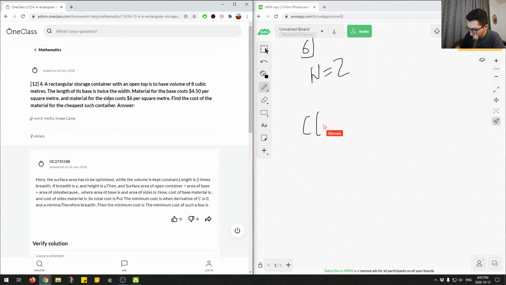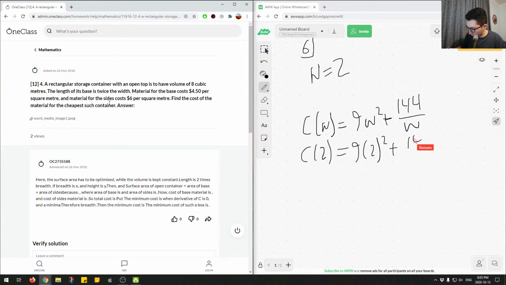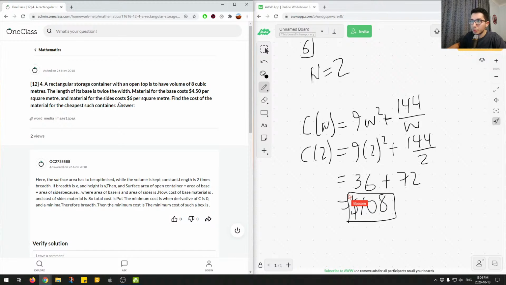Let me rewrite the cost function that we originally defined. Here we would have 9w squared plus 144 divided by w. So we'll substitute w equal to 2. We have 9 times 2 squared plus 144 divided by 2. So we get 9 times 4, which is 36, plus 144 divided by 2, which is 72. And 36 plus 72 gives us 108. So here we have dollars. So the minimum cost would be $108.